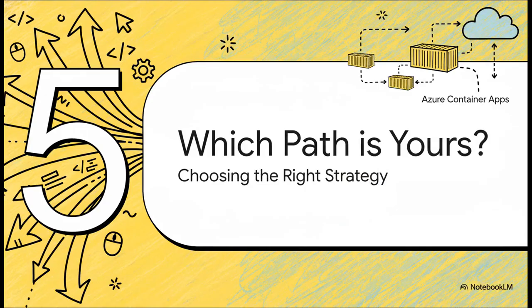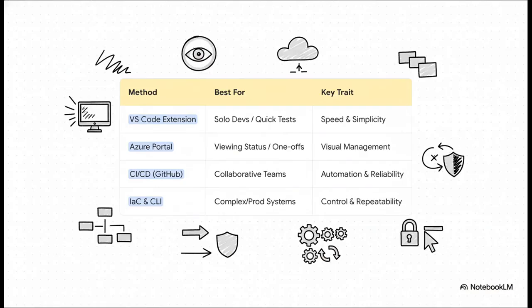Okay, wow, we have covered a lot of ground here, from the simplest clicks all the way to fully automated code. So the big question is, how do you choose the right path for your specific project? Let's break it all down with this handy little cheat sheet. If you're a solo developer just hacking on an idea, the VS Code extension is all about speed and simplicity. For visual management, or just those one-off tasks, the Azure portal is your go-to. The second you have a team working together, CI/CD becomes absolutely essential for automation and reliability. And finally, for your most critical, complex production systems, infrastructure as code gives you that ultimate level of control and perfect repeatability.